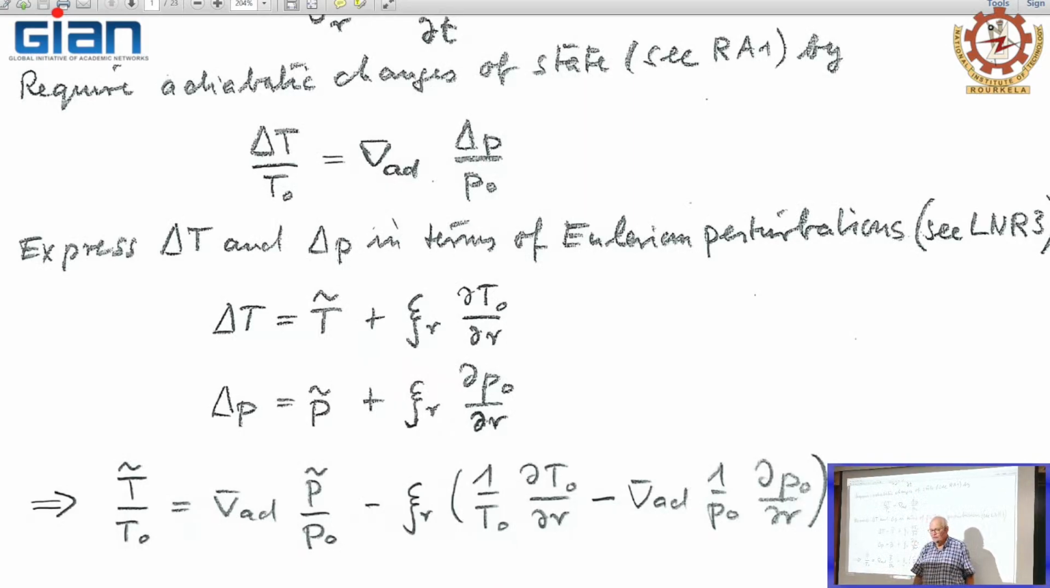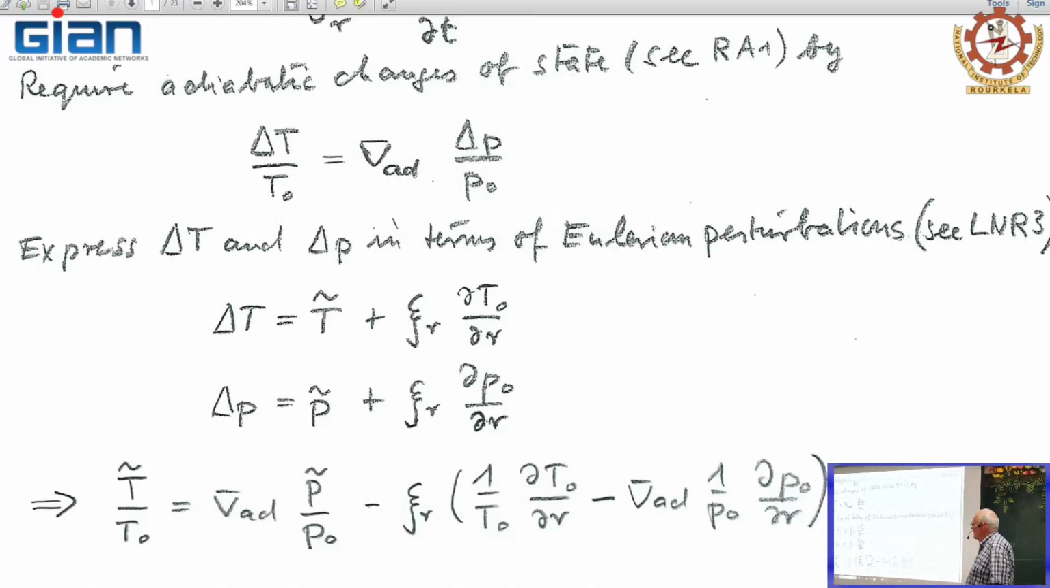Okay, so we may now take our condition of adiabatic changes of state and reformulate it in terms of the Eulerian perturbations. And what we see then is there is first of all a relation between the Eulerian perturbations of temperature and pressure, which is pretty similar to that of the Lagrangian ones, but there is an additional term which comes from the Lagrangian displacement times the respective gradients of temperature and pressure.